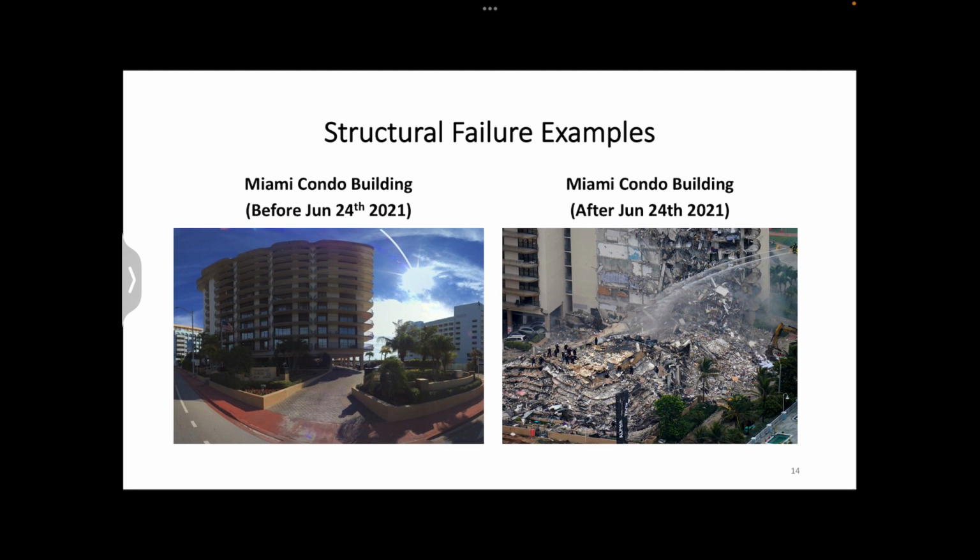The second example of structural failure was very recent and happened right here in Florida. As you may remember, a condo building in Miami suddenly collapsed on June 24th, 2021, causing the death of 98 people. So I hope this example will provide you a strong motivation to study for this course.